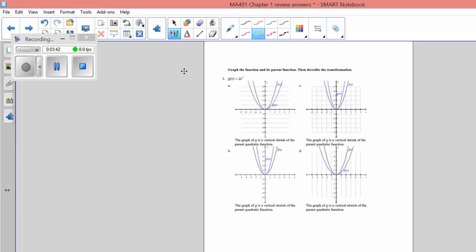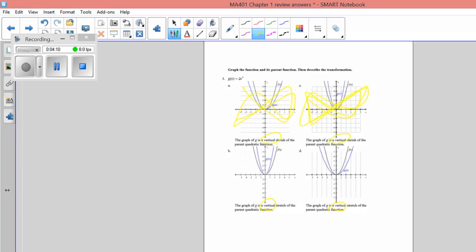All right, it says graph the function, describe the transformation. It's 2x squared. Well, 2 is on the outside, so it's a vertical something. So let's look at our words. Vertical, vertical, vertical, vertical. That doesn't help us. Then this one says shrink, shrink, stretch, stretch. Well, we know that since it's on the outside and it's a 2, it is not a shrink. It is a stretch.